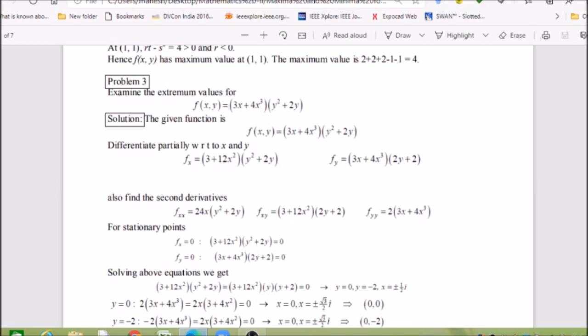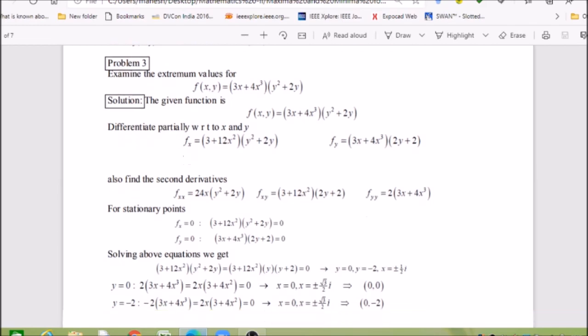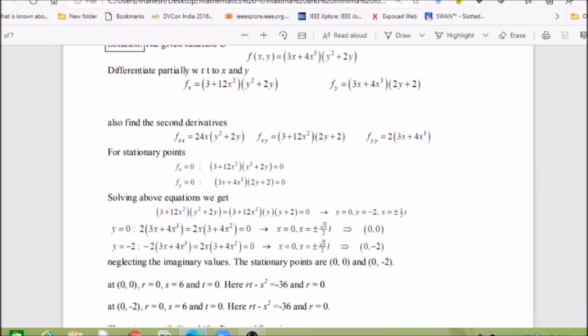So to get the stationary points, we equate the first order derivatives to 0, and by simplifying this, we get y = 0, y = −2, and x = ±1/(2i). Here we neglect the imaginary values of x.